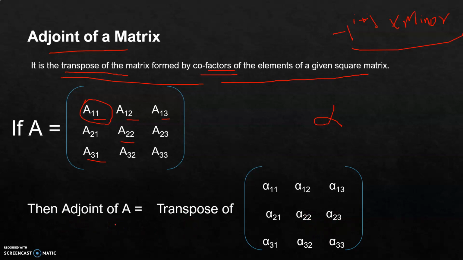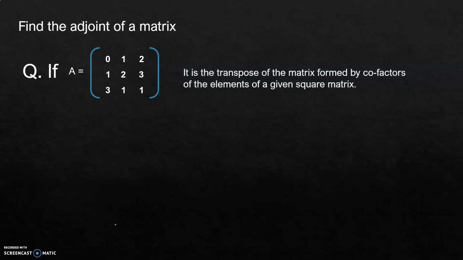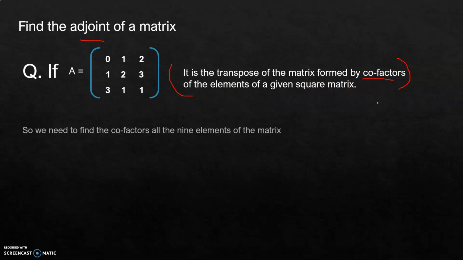Okay, so let us do one problem. Find the adjoint of a matrix. Here the matrix is 0 1 2, 1 2 3, 3 1 1. We know the adjoint is the transpose of the matrix formed by the cofactors of the elements. So first we need to find the cofactors of all the 9 elements. In the square matrix there are 9 elements, so you should find 9 cofactors.